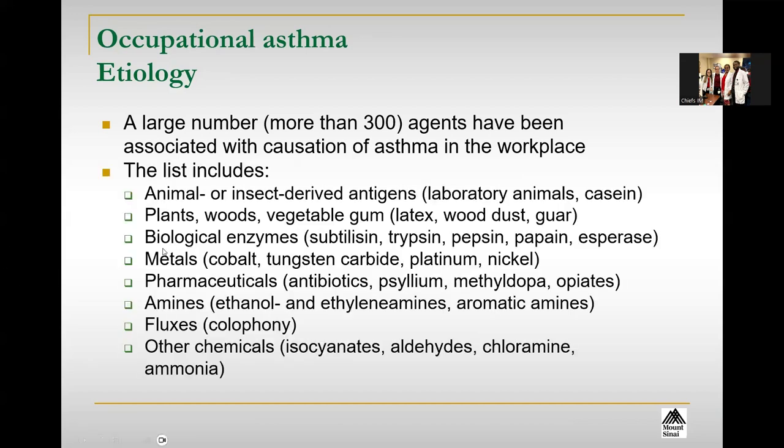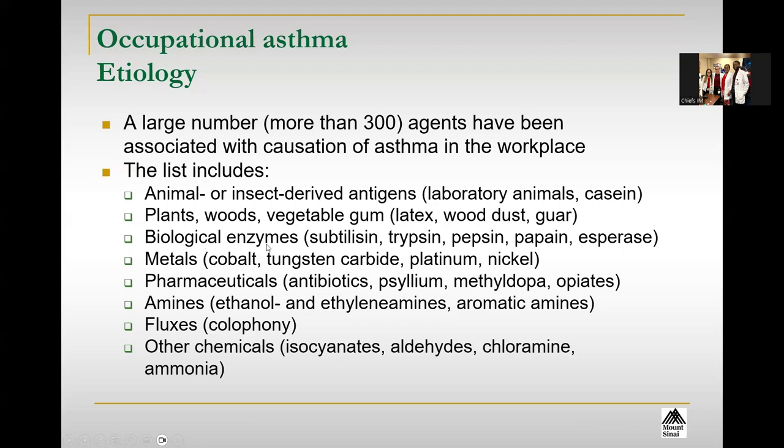And just very briefly, of course, there are more than 300, as I said, but the larger groups to remember are, first, animal or insect-derived antigens, for example, working with laboratory animals or working with casein and other proteins of animal origin, which can be allergenic. Exposure to plants, woods, vegetable gum. There are many wood dusts that have been associated with occupational asthma.